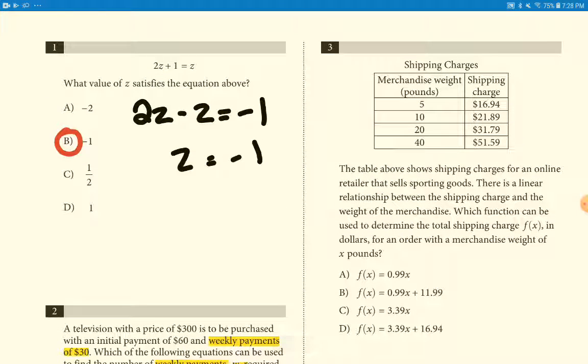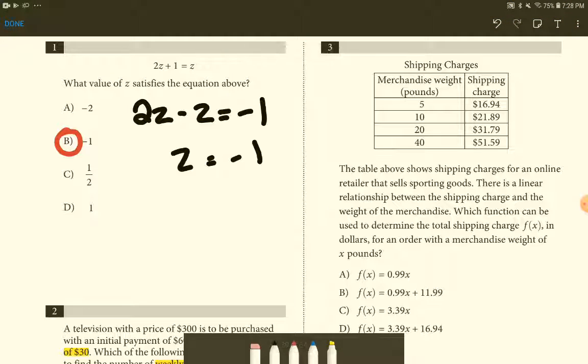Number 3. The table above shows shipping charges for an online retailer that sells sporting goods. There's a linear relationship between the shipping charge and the weight of the merchandise. Which function can be used to determine the total shipping charge in dollars for an order of merchandise with a weight of X pounds? So first we have to notice that this is our X value and the total price is our f of X value.